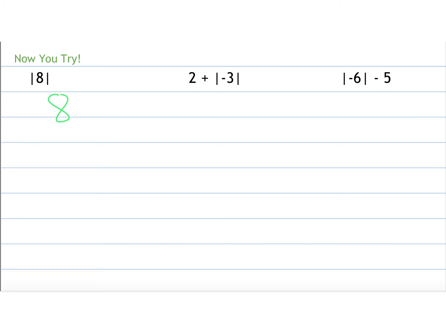Next one, 2 plus the absolute value of -3. Again, we start by doing the absolute value part first before we do any other operations. So we will have 2 plus the absolute value of -3. Well, -3 is 3 spots away from 0. So that's that part there. And then we do 2 plus 3, which is 5. So again, positive numbers are going to stay positive. Negative numbers turn into a positive.